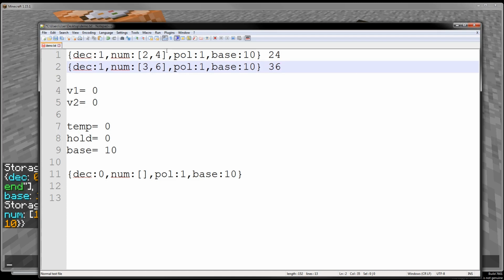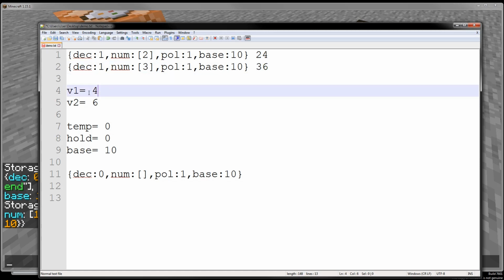Let's say I am subtracting 24 minus 36. Now, this will give me the wrong number. I'll get into why here in a sec, but I'm going to show what happens if I just subtract 24 minus 36 if 24 is in position 1 and 36 is in position 2. So let's start out by moving our numbers into our scoreboard.